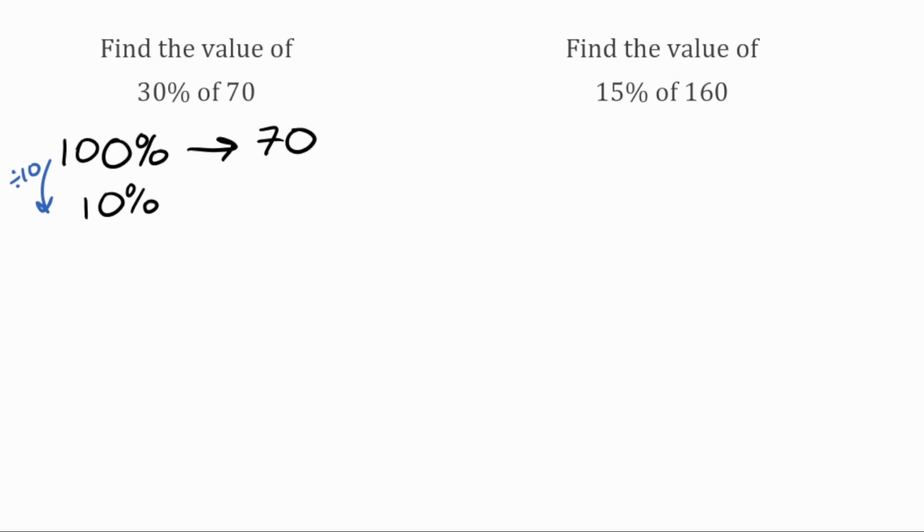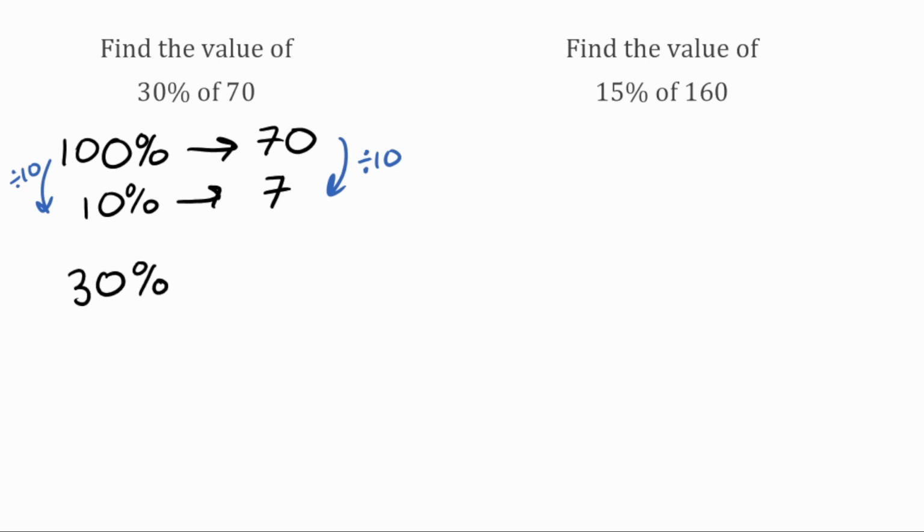So because I've divided the 100% by 10 to get 10%, I'm going to do the same here. So that's why to find 10% of any number, we just simply divide by 10. So 10% of 70 would actually give us 7. So why 10% is really useful is we can then use that to help us find the percentage that we need. We need to figure out what 30% of 70 is.